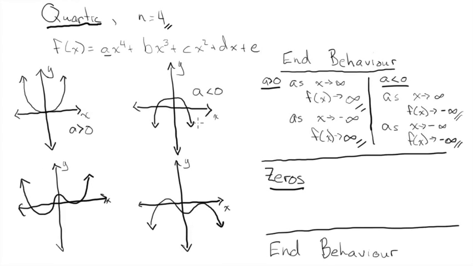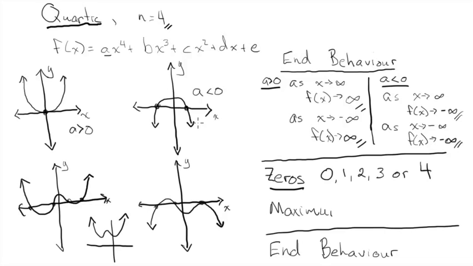Number of zeros. Well, here we have 1 zero. This one had 2 zeros. This one had 1, 2, 3, 4. 1, 2, 3. I could also have done one with none, if you had your quartic all the way above the x-axis, or also it could be below. So for a quartic, you could have 0, 1, 2, 3, or 4. Again, the maximum of 4 zeros will be important.